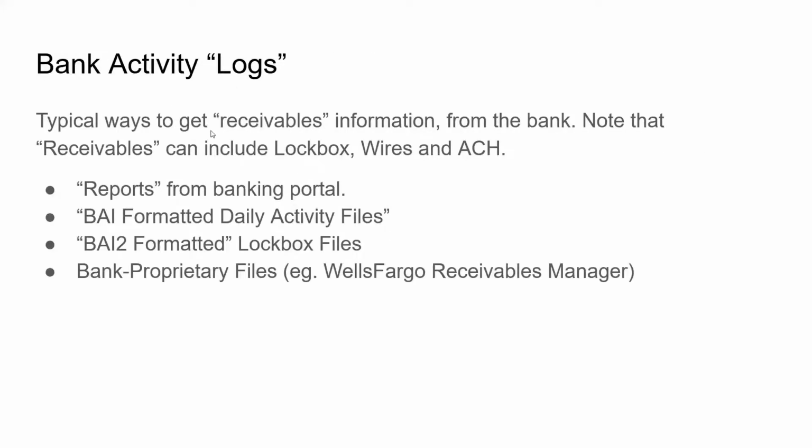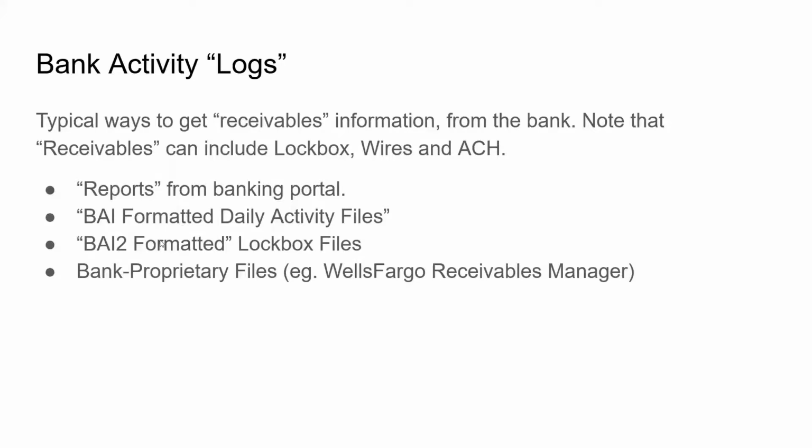So at a high level, the bank activity log. As Peggy mentioned, they come in a very limited number of ways. The banks either have reports from a banking portal, so you go to the portal, run reports, and export to CSV, and we'll talk a little more about that. Or you could have what's called a BAI daily activity file. This is a file that gives you all activity for your bank account for that day, payables and receivables, everything. It's typically formatted in this so-called BAI format, which is a text file, but really not something you want to parse.